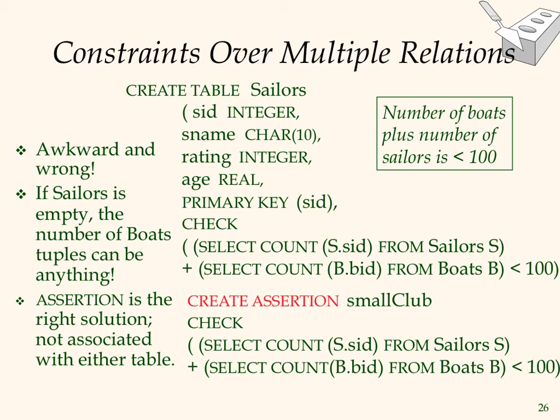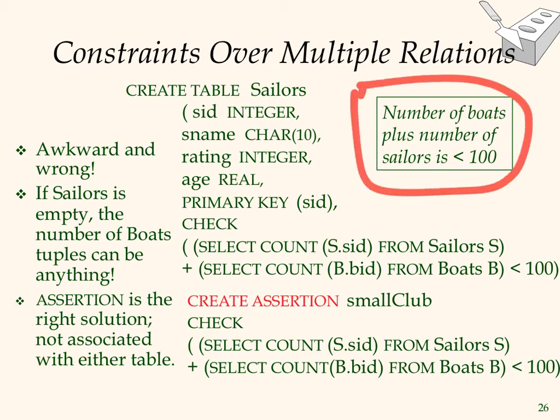So let's consider the case where we want to have constraints over multiple relations. So far it's only been about sailors. We might consider something that we want to say about sailors and boats together. So call this a small club idea. If I add the number of boats and the number of sailors, that total number should be 100. Or I might want to have a constraint that says something like you cannot have more than four times the number of sailors per boat because only 4 people fit on each boat, or something like that.